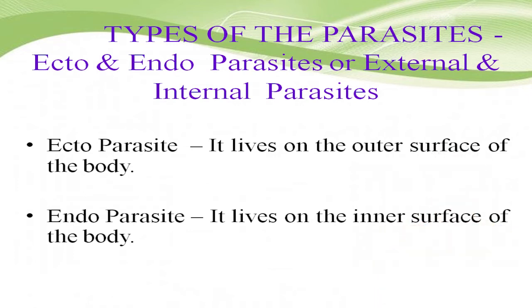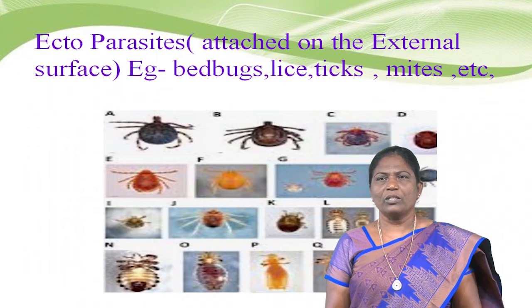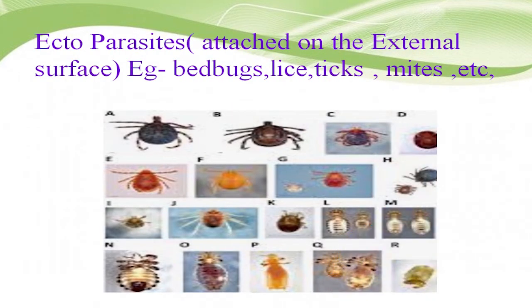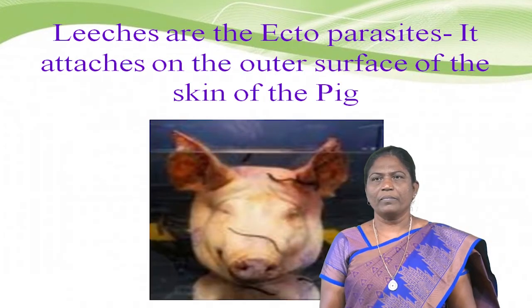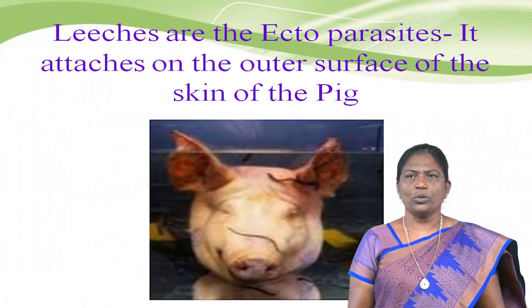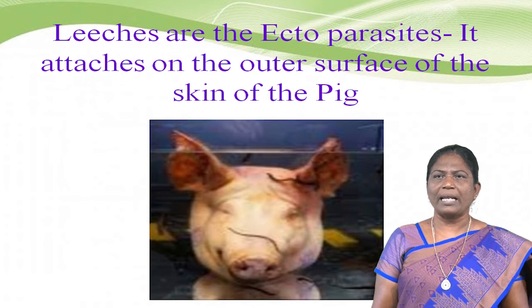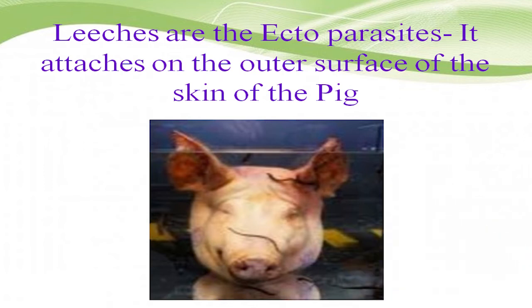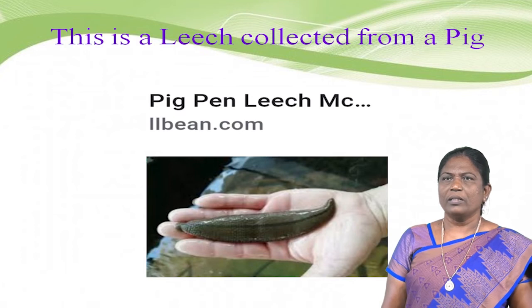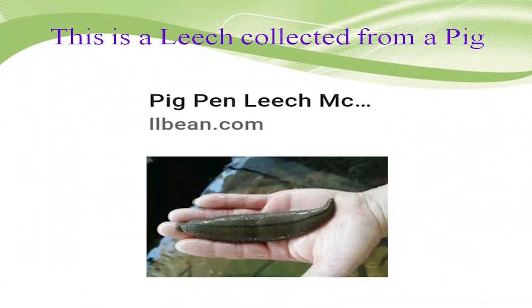Ectoparasite means it lives on the outer surface of the body, and the endoparasite lives on the inner surface of the body. These are some examples of ectoparasites. Here it includes bedbugs, lice, ticks, mites, etc. This diagram shows the attachment of the parasites on the skin of the pig. Here leeches, or the ectoparasite, attach on the outer surface of the pig. This is a leech collected from a pig, the close-up diagram.